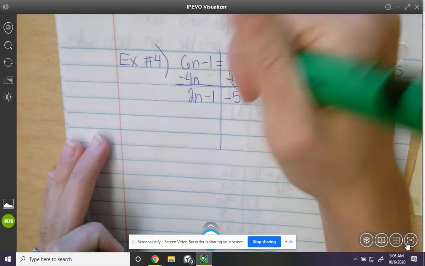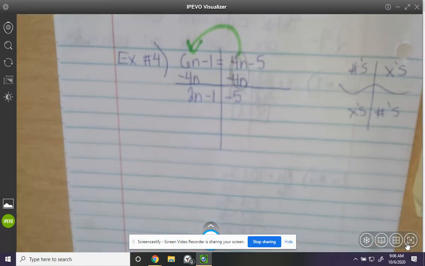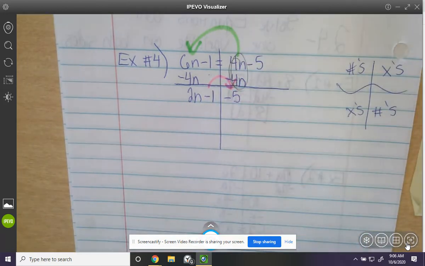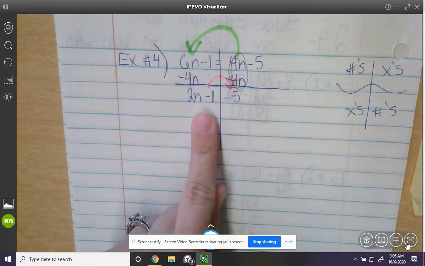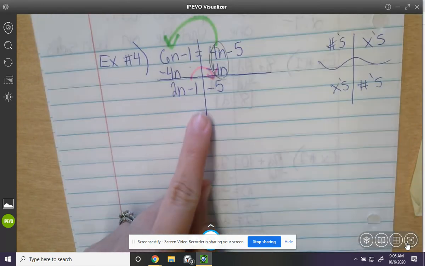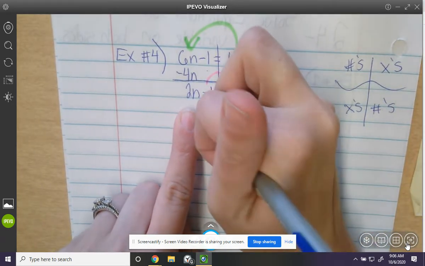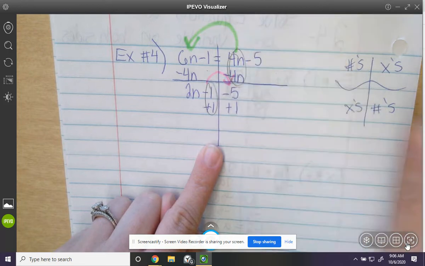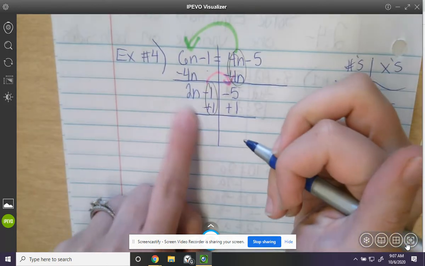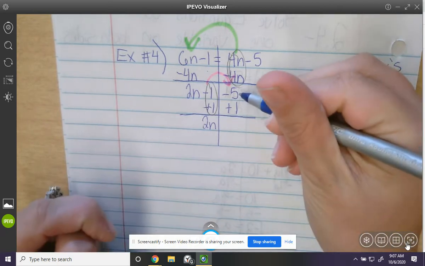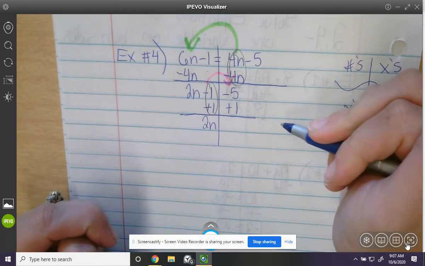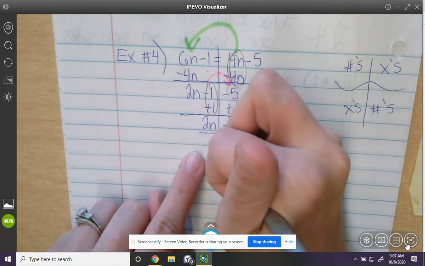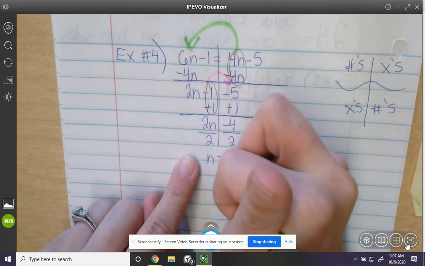Okay, since I moved my n's this direction, I have to move my numbers. So 1 and 5, I have to move my 1 that direction. Because if I move my 5 over here, I have nothing left on this side. So how do I move a -1 and make it 0? Well, I add it. Zeros that out. Redo everything. That's just 2n drops down. -5 plus 1. So I've got -5 on the number line. I go up 1. Now I'm at -4. From here, I just divide 2. So n equals -2.